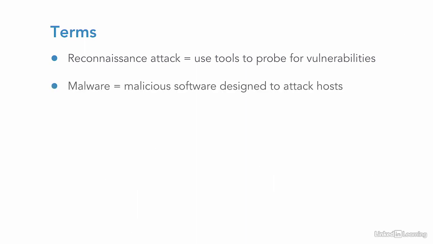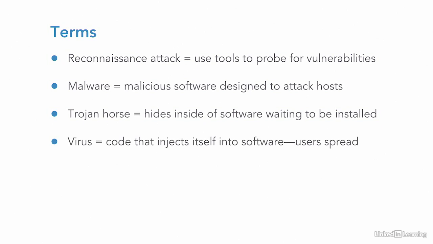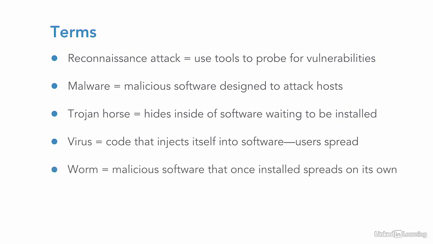Malware is malicious software designed to compromise a user's computer. Malware comes in many flavors. A Trojan horse hides inside of a piece of software, waiting for an unsuspecting user to install it. A virus is a piece of code that will inject itself into a software application. It will then wait for a user to help it spread to another system. A worm is a malicious piece of software that, once installed, will begin spreading itself to any and every other system available.